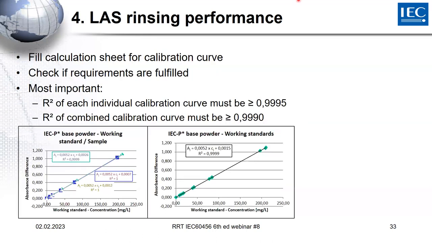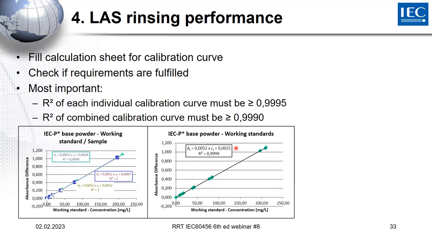And in the ideal case, this is from our lab, we have 3 independent calibration curves. Each of the calibration curves has an R squared value of roughly 1. Here one is 0.9999. The other 2 have an R squared of 1. The limit that we set for the individual calibration curves is that the R squared must be 0.9995 or above. This is fulfilled in this case. And this is also all done by this Excel spreadsheet by Markus.